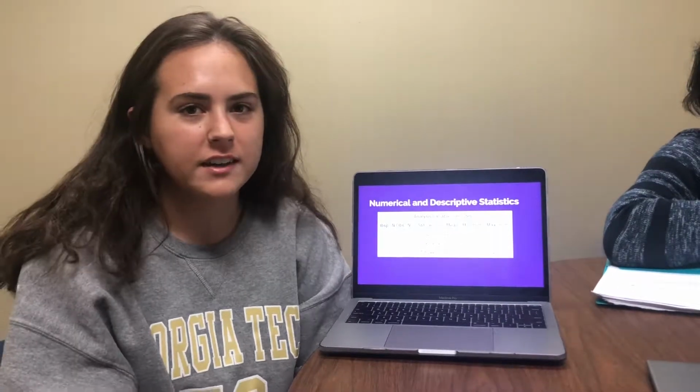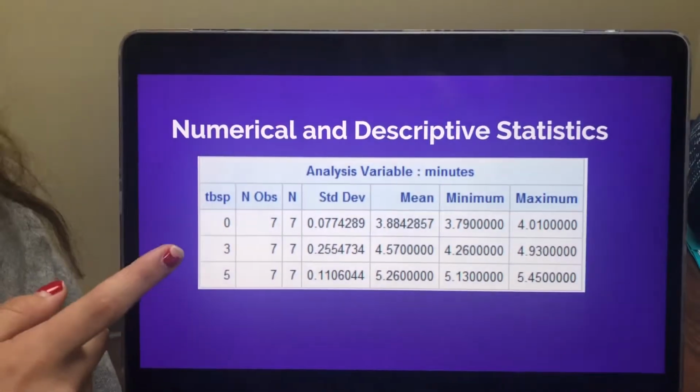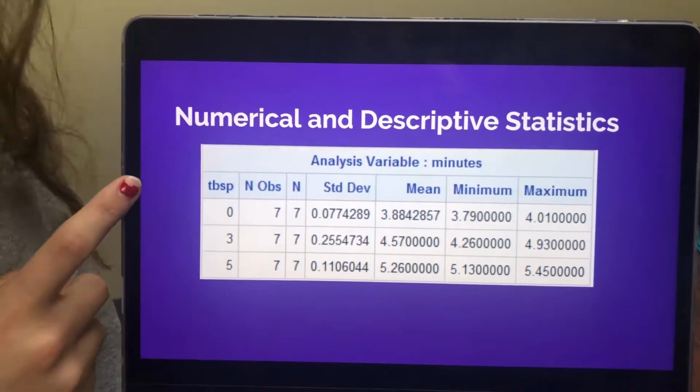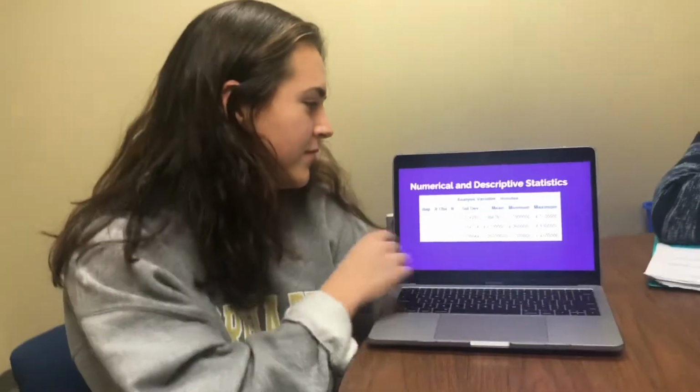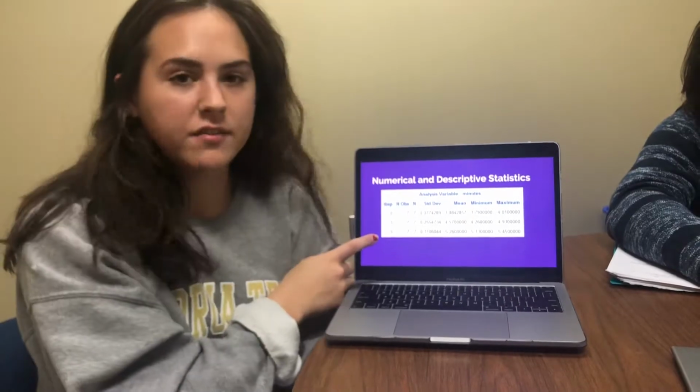So based on our findings, here we have our mean boiling times based on the tablespoons of salt added to the water. And we see that the highest mean boiling time is for 5 tablespoons of salt.